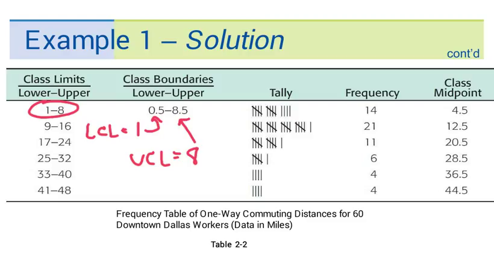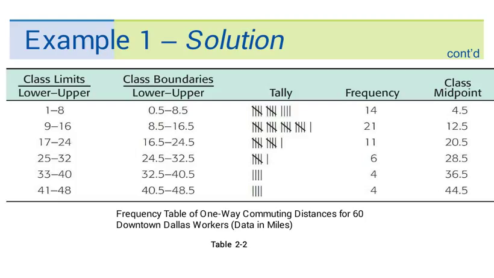So notice I have no data items, no commuting distances that are 0.5 or 8.5. These are exactly in between my lower class boundaries and my upper class boundaries. So for example, if I look at 8 here and 9 here, I have commuting distances that are 8 miles. I might have commuting distances that are 9 miles, but I don't have any commuting distances that are in between those 2 points at 8.5. So 8.5 is one of my class boundaries.